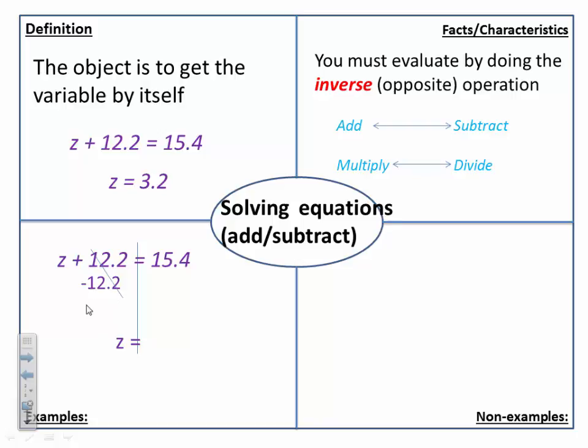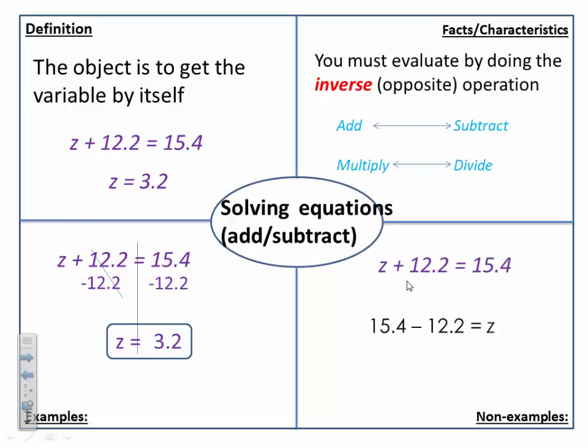That's what I wanted left, was the z. So once I've done the inverse, whatever I do to one side, I have to do the exact same thing to the other side. So I subtracted 12.2 there, got to subtract 12.2 here. And very easily, when I subtract those two, I get my 3.2 that we wanted in the first place. So a quick review, we cut the equation in half. Whatever we have to do to one side, the inverse to get the variable by itself, we do. And then that same thing happens to the other side.